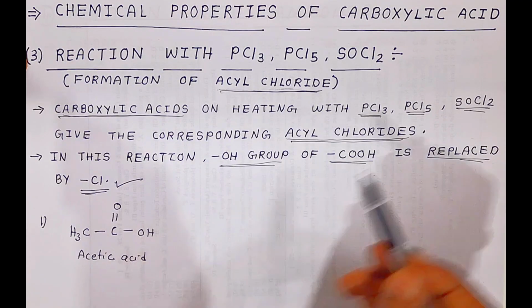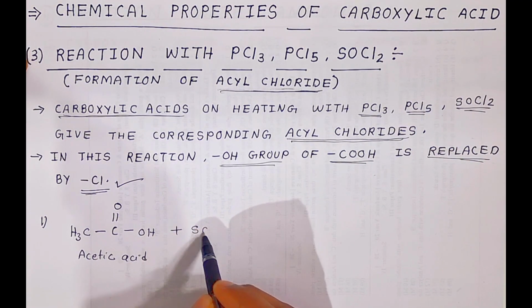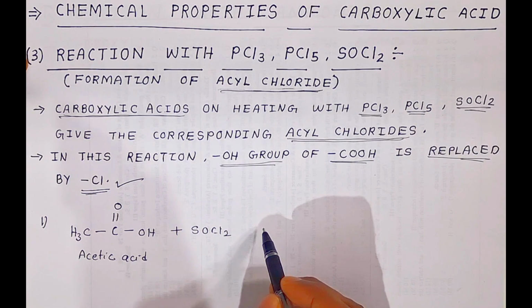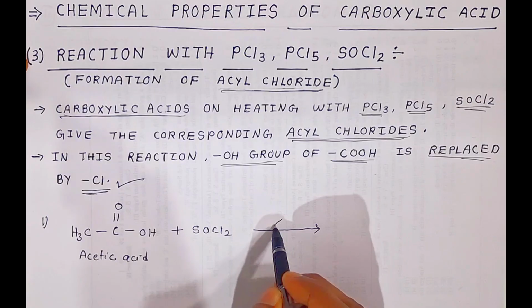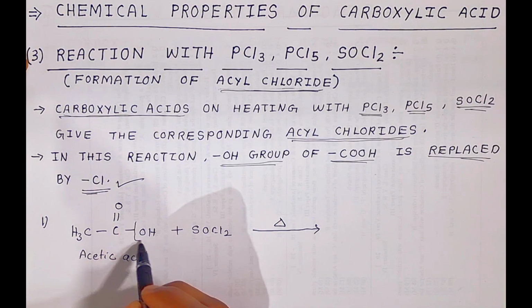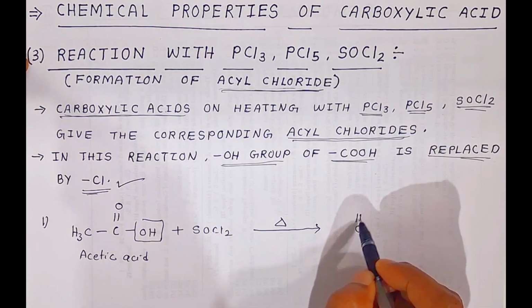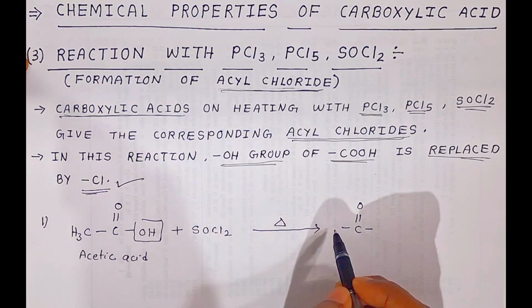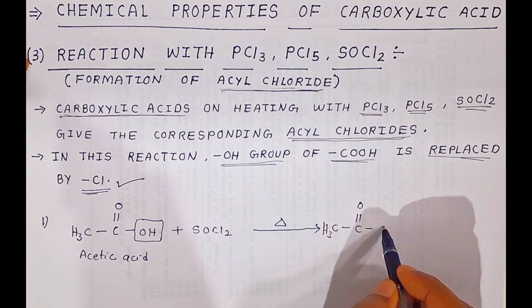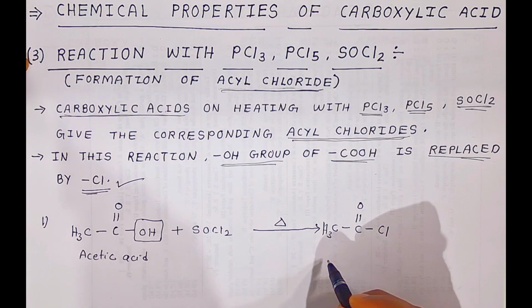What happens when you add thionyl chloride, SOCl2, we call it thionyl chloride. When you heat these two reactants, this hydroxyl group is replaced by chlorine. So carbonyl has 2 valencies, 1 valency will always be with methyl, and this hydroxyl of carboxylic acid is replaced by chlorine. This is called acid chloride.